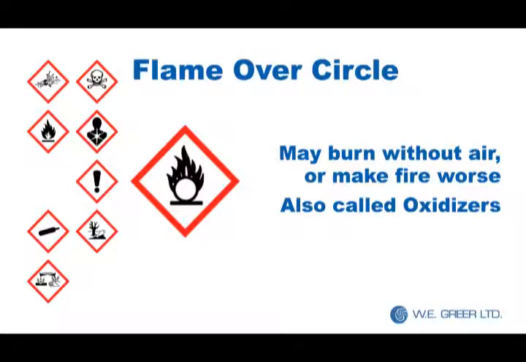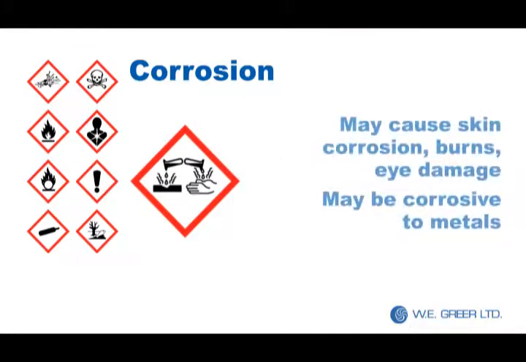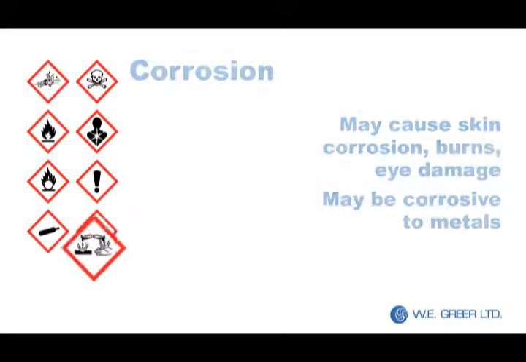The flame over circle represents products that can burn without air or can make a fire worse in already combustible materials. These materials are also called oxidizers. The gas cylinder represents gases that are under pressure. Gas released may also be very cold, and the container the pressurized gas is in may explode if heated. The corrosion symbol represents products that can cause skin corrosion, burns, and eye damage, as well as substances that are corrosive to metals.